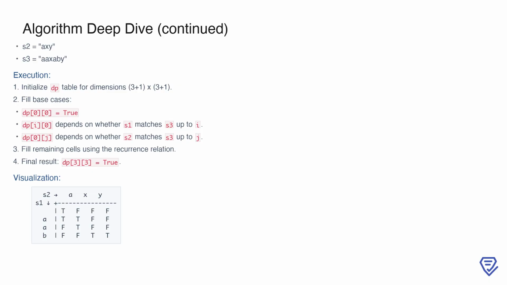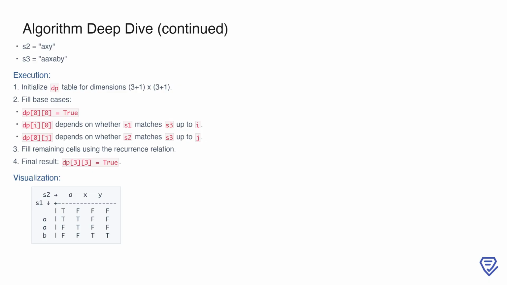Suppose S1 is OB, S2 is AXI, and S3 is AXIB. We initialize a DP table with dimensions 4 by 4 because S1 and S2 each have length 3, and we add 1 for the empty string case. The base cases are set first. DP[0][0] is true because empty strings can interleave to form an empty string.